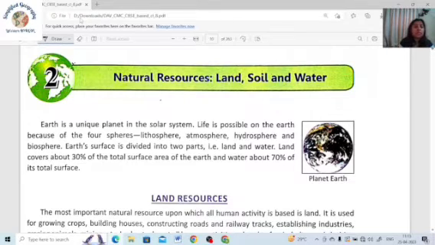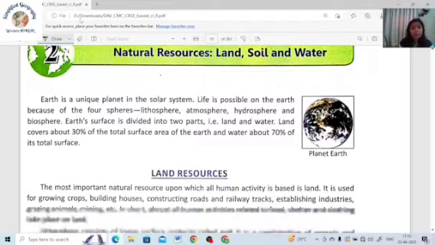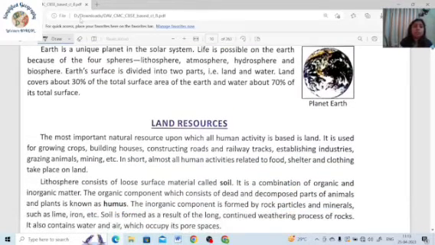Earth is a unique planet in the solar system. Life is possible on Earth because of 4 spheres. The first is the lithosphere, the sphere of rock; the atmosphere, an envelope of air; the hydrosphere, the layer of water; and the biosphere, which considers life. Each and every creature which has life is part of the biosphere.